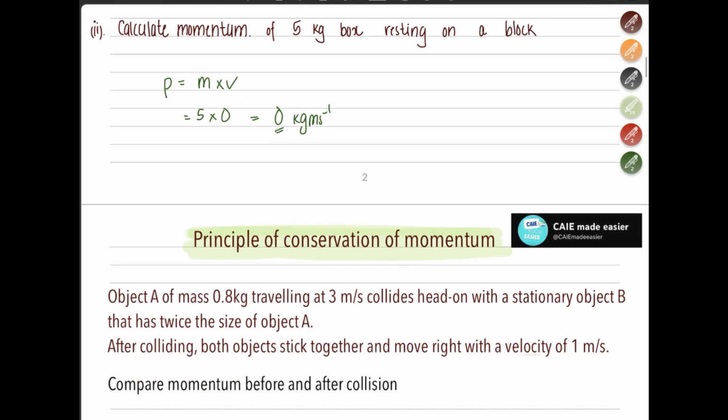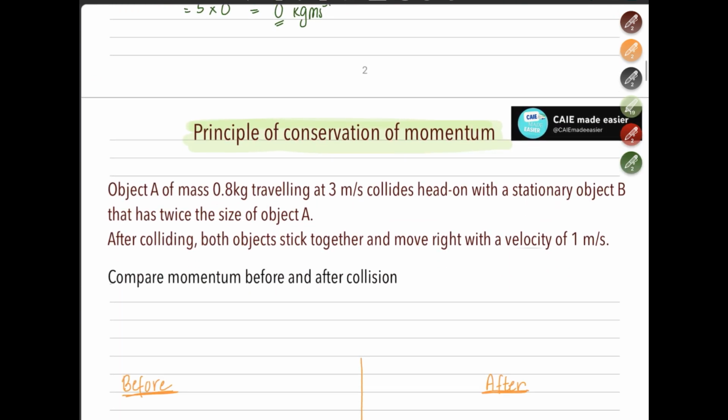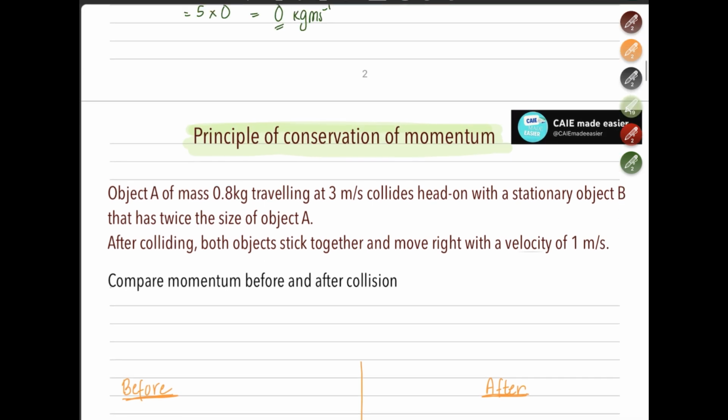Okay, now we will discuss a very important concept in momentum, which is called the principle of conservation of momentum. To understand that, let's look at an example. Okay, so we have an object A that has mass of 0.8 kilogram, which is traveling at 3 meter per second. It collides head-on with a stationary object B that has twice the size of object A. After colliding, both objects stick together and move right with a velocity of 1 meter per second. Compare momentum before and after collision. So for now, we'll just have to find momentum before and after collision.